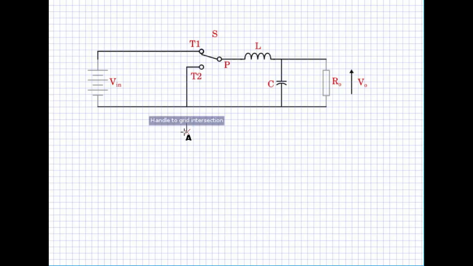This is a DC-DC converter called the buck converter. Here the output voltage V0 will have a value less than that of Vin. Let us define some nomenclature here. When the pole P is connected to T1, we will call it S on, switch is on. When the pole P is connected to throw T2, then we say the switch is off.